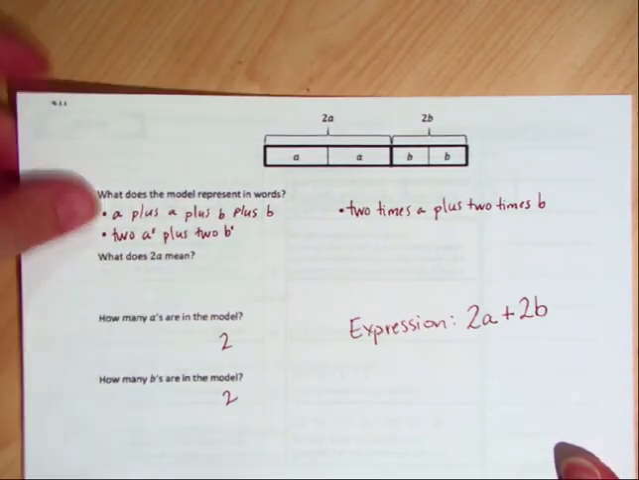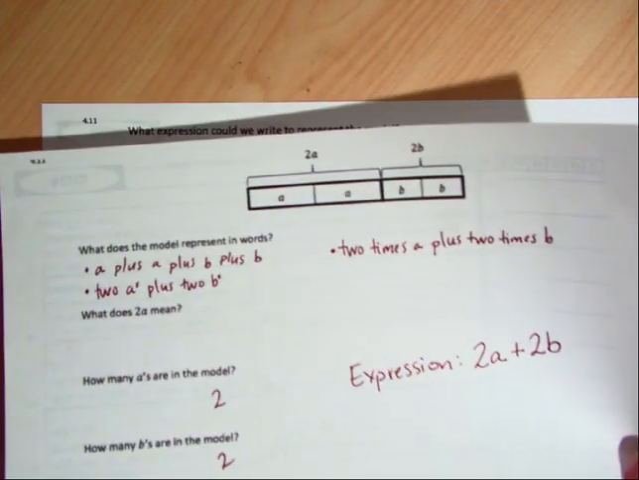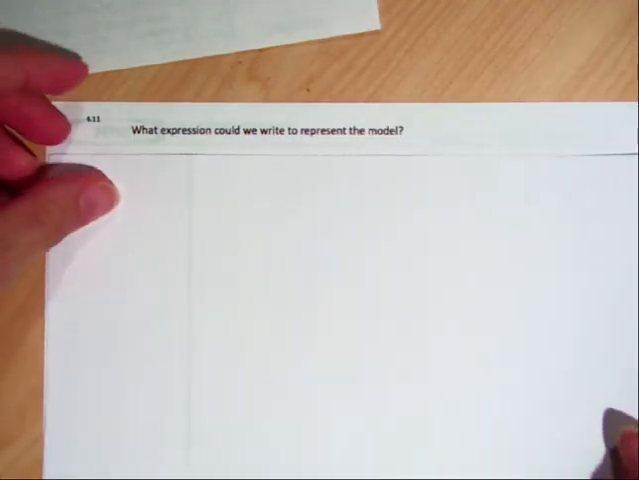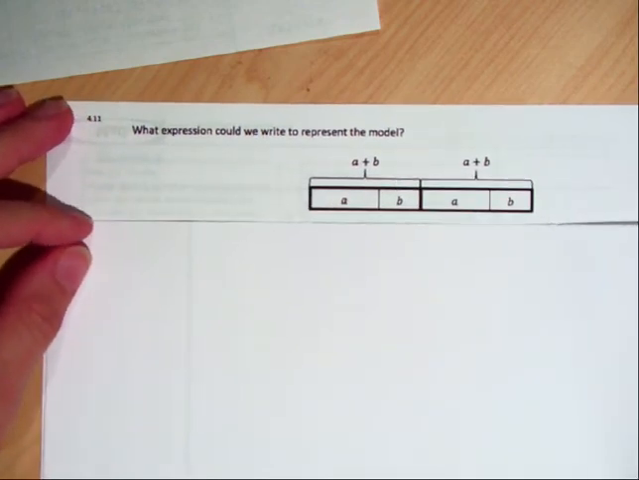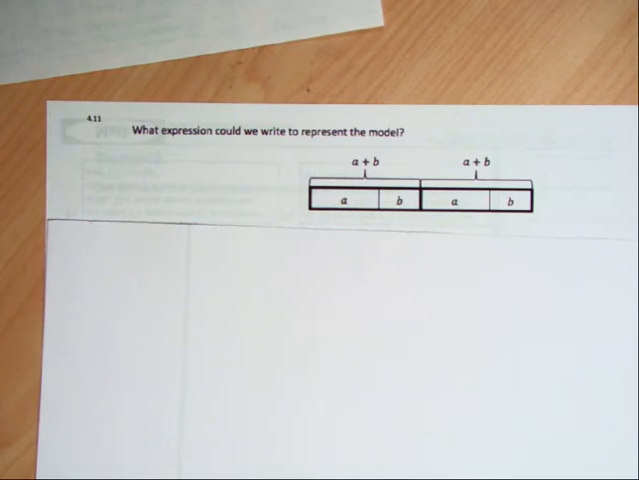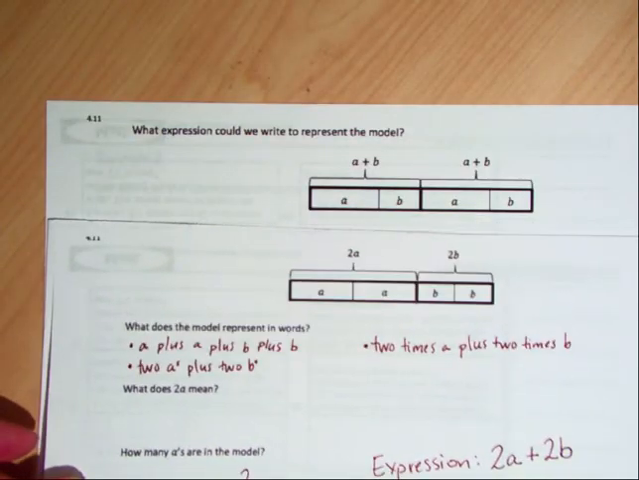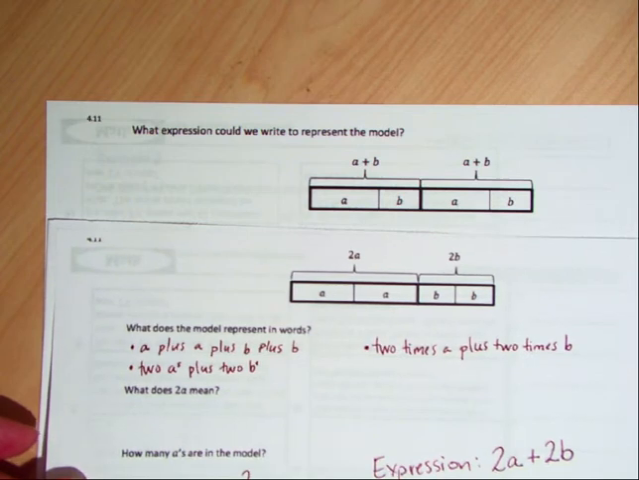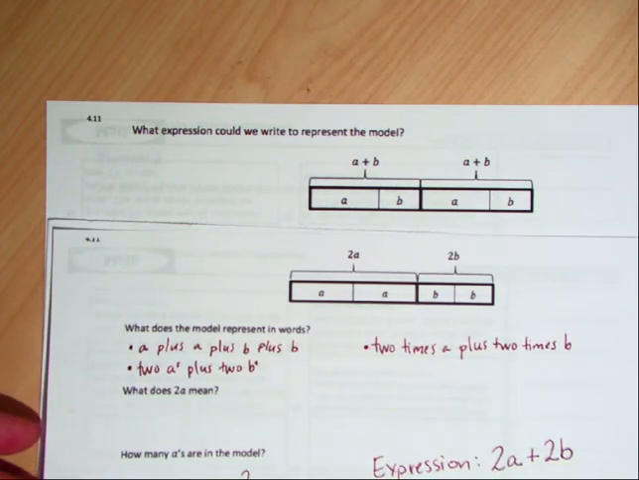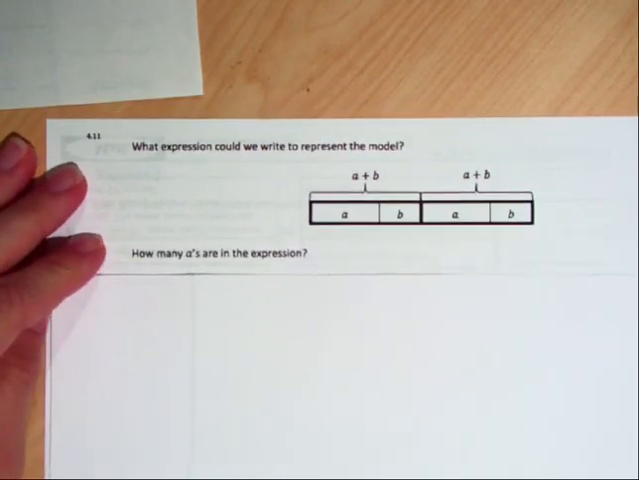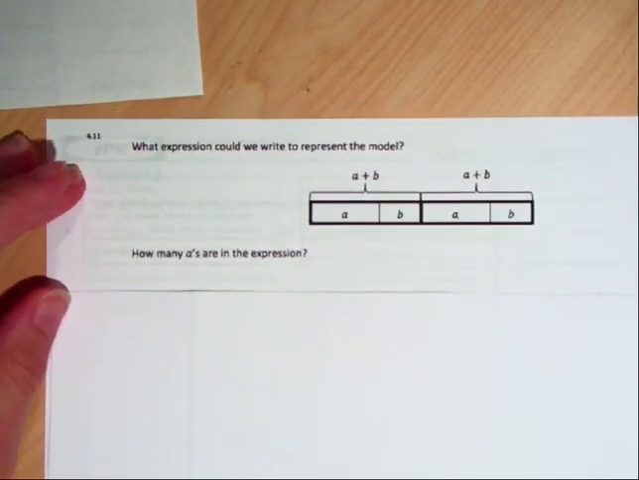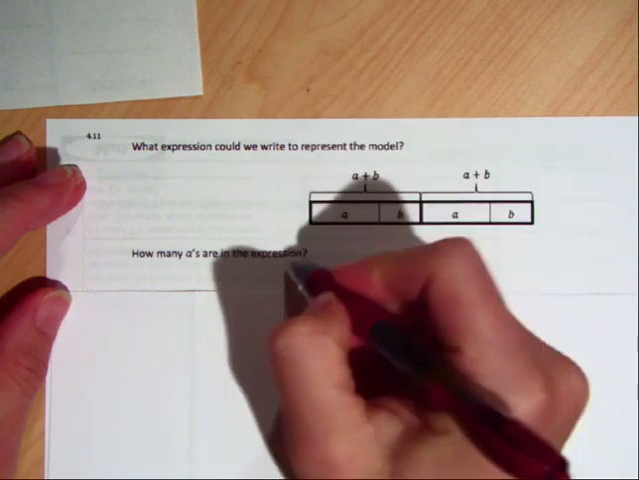Okay. Let's go on to the next problem. I'm going to keep this one handy here. Set it up there so that we can use it for later. Okay, what expression can we write to represent the model? So let's look at this model. It looks similar. Put this other one back so we can see. I have it handy. Looks similar, using the same letters, but it's a different representation of the letters and the numbers.